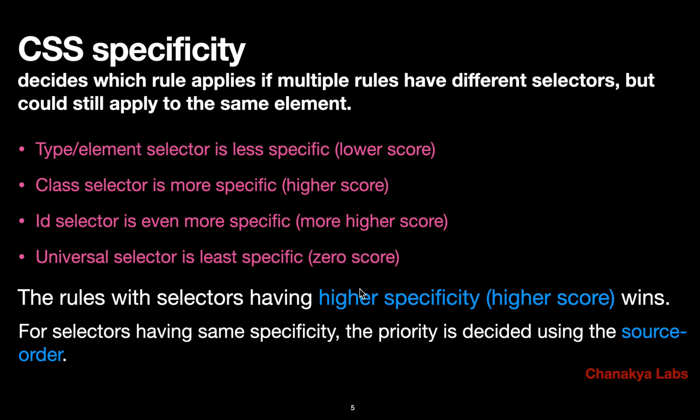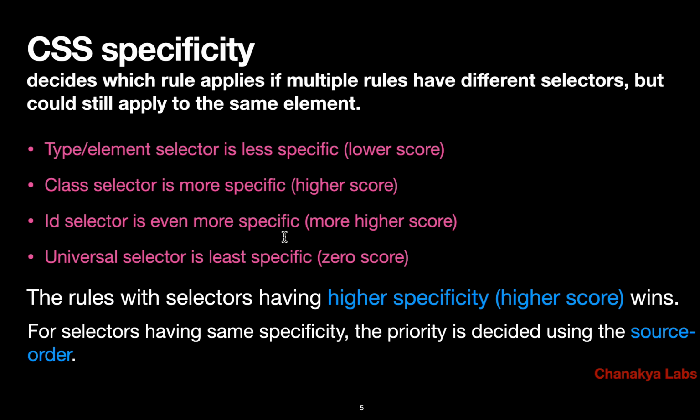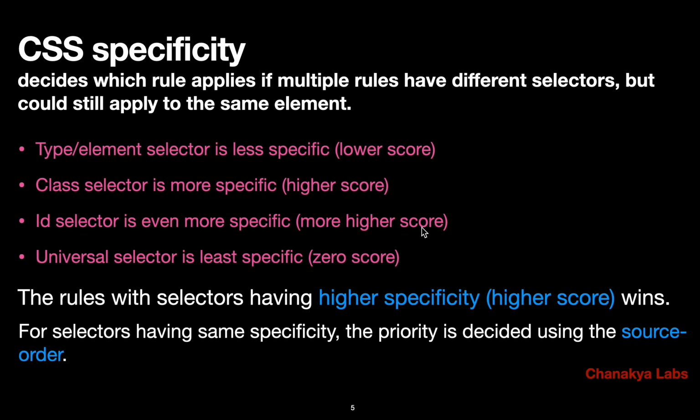And again, if specificity is different, then obviously the higher specificity one will be given priority. But if the specificity is the same, then priority is decided based on the source order. Source order means the order in which it appears in the style sheet, which we discussed: whichever comes last is going to have more priority.